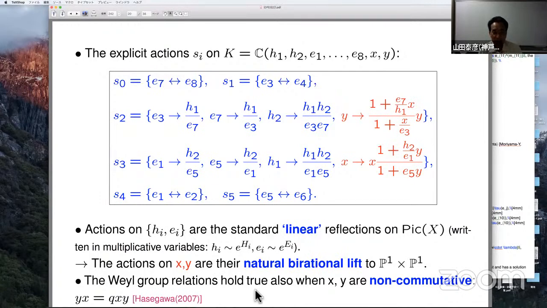And the important fact is that this kind of representation, which is known for the classical case, also holds true when x, y are non-commutative variables. That was first observed by Hasegawa-san in 2007. So this birational representation gives the Weyl group representation also for the non-commutative case.